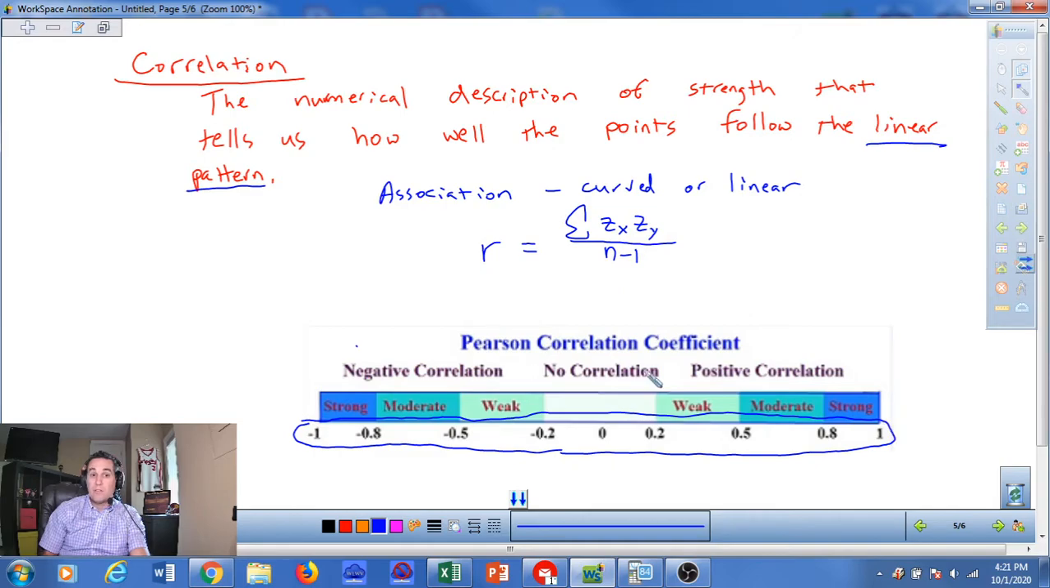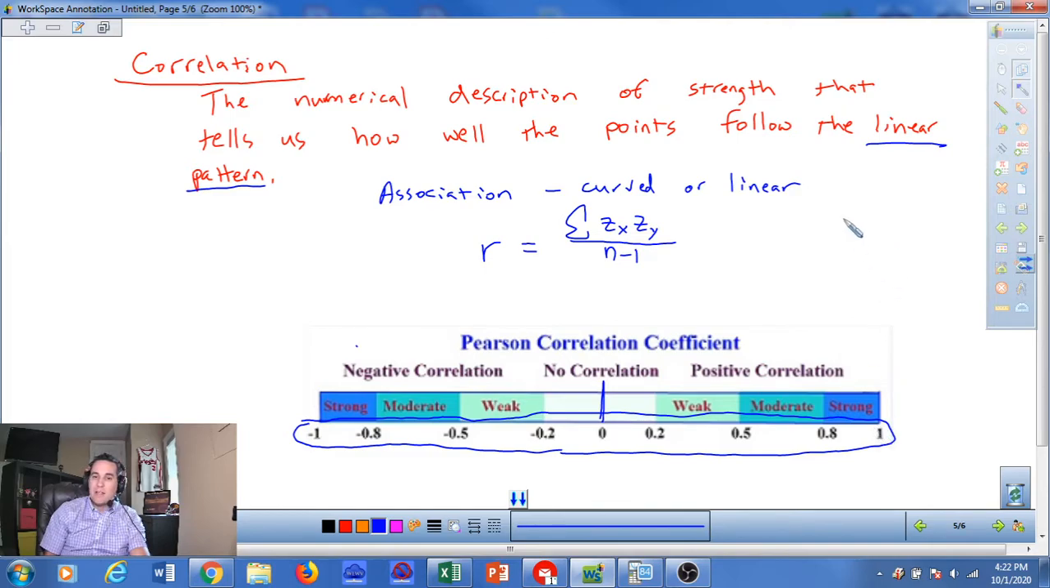So here's what we do know. Correlation tells us a lot. It tells us about strength. It also tells us about direction. If you work all this out and you get 0 for correlation, that means there was basically no pattern. There was no association, there was no correlation. A low number like 0 means not good. Those points were all over the place. A really high number like 1 is perfection.